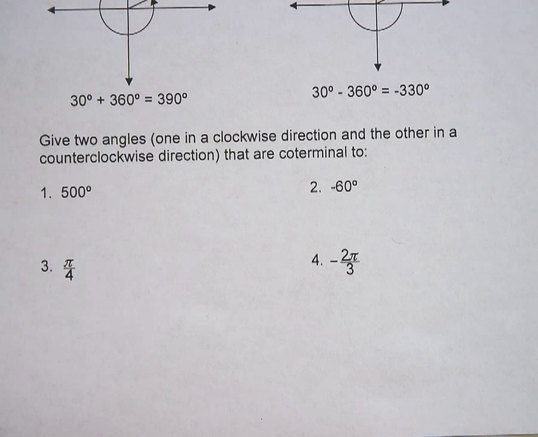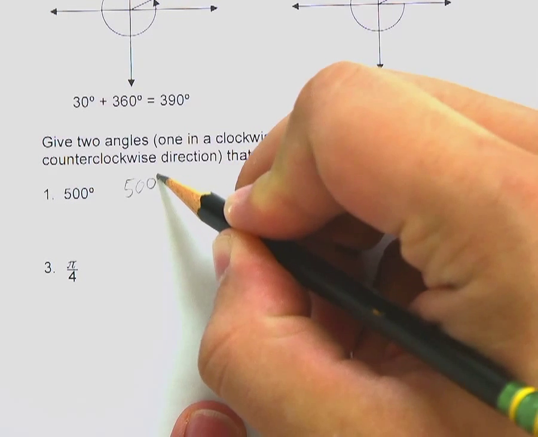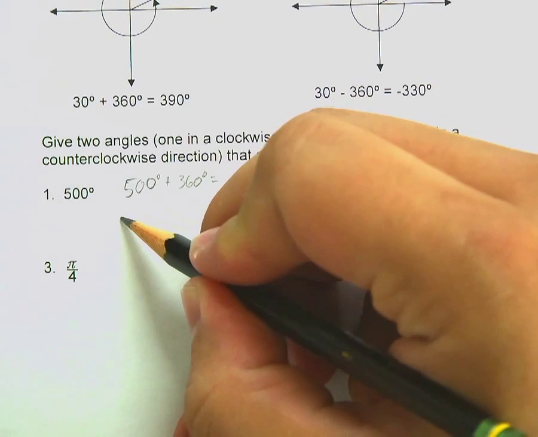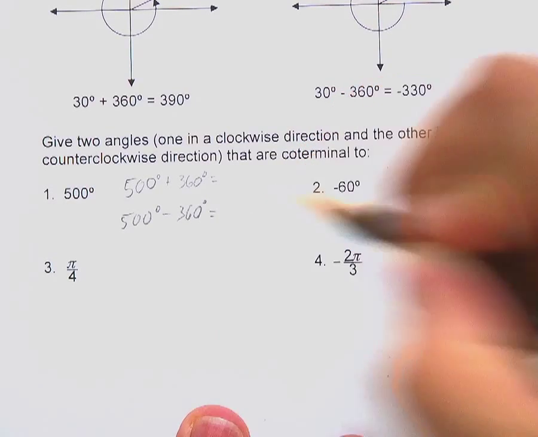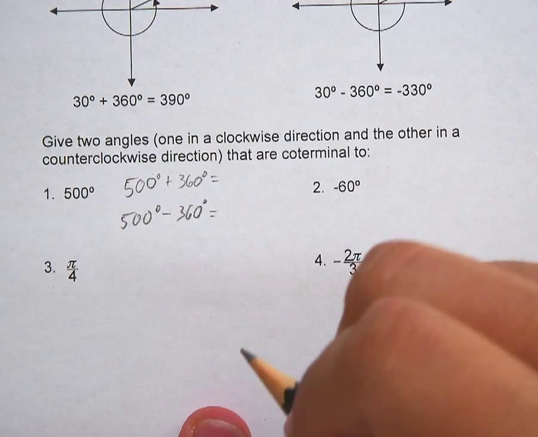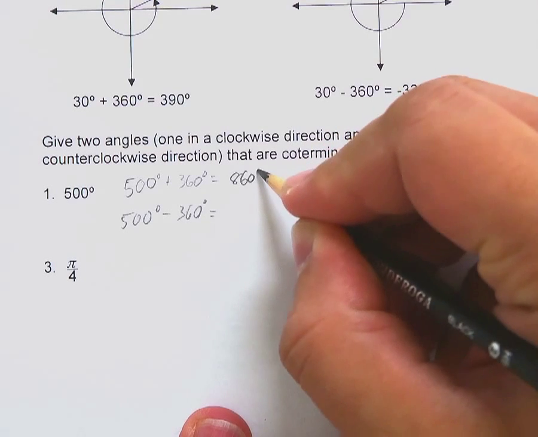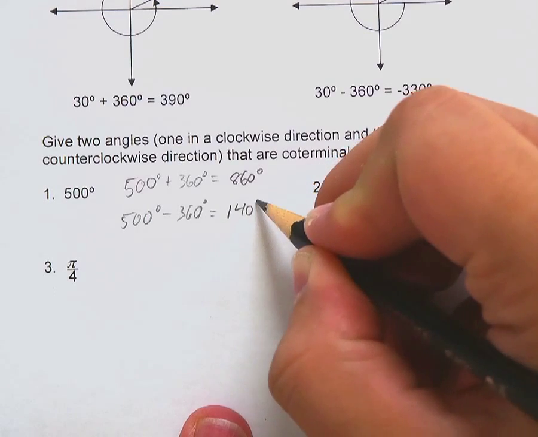Now the first one is 500 degrees. Now think about 500 degrees. You could take the algebra approach to it and just straight out say 500 degrees plus 360 and 500 degrees minus 360. That's the algebraic method, 500 degrees plus 360 and minus 360. So the plus 360 would give you 860 degrees. Minus 360 would be 140.